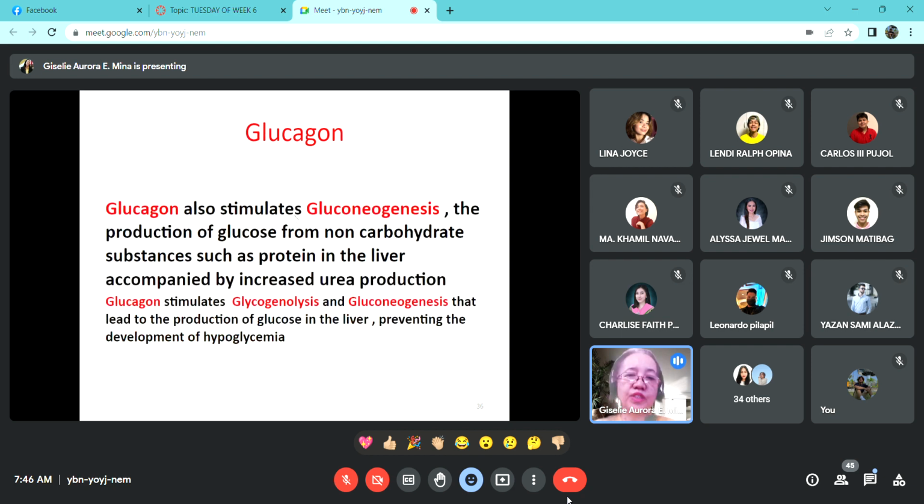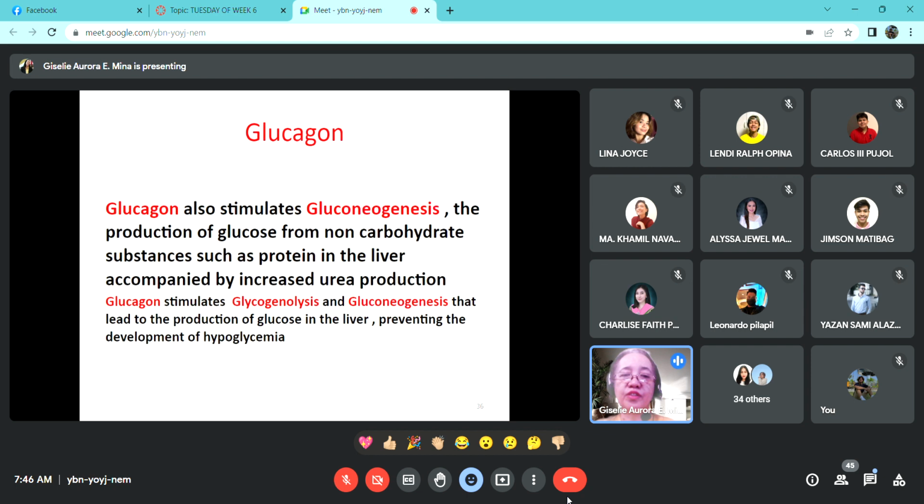Glucagon also stimulates gluconeogenesis. What is gluconeogenesis? This is the production of glucose from non-carbohydrate substances such as protein, accompanied by increased urea production.